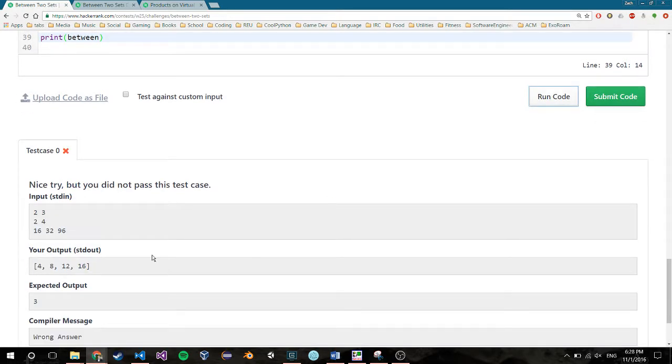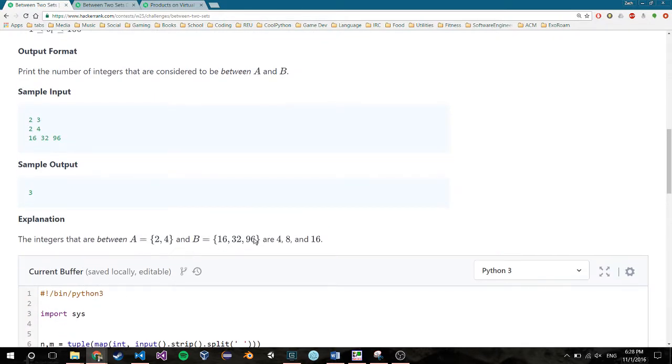So I'm getting 4, 8, 12, and 16. Should be just 4, 8, and 16. That's right. I'm not checking if it's a multiple of whatever number is in B. Like 12 isn't a factor of 16. That's the problem.